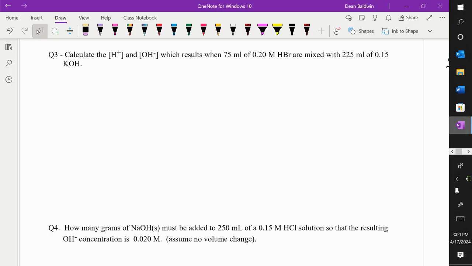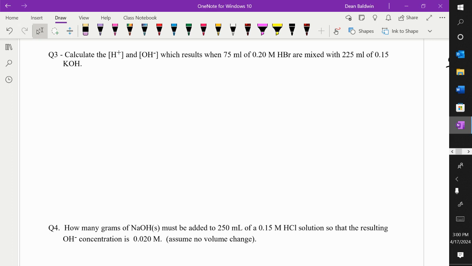Calculate the concentration of protons, H plus, and OH minus, which results from 75 mL of 0.02 molar HBr mixed with 225 mL of 0.15 molar KOH. First thing you ask yourself: are we dealing with strong acids and strong bases?